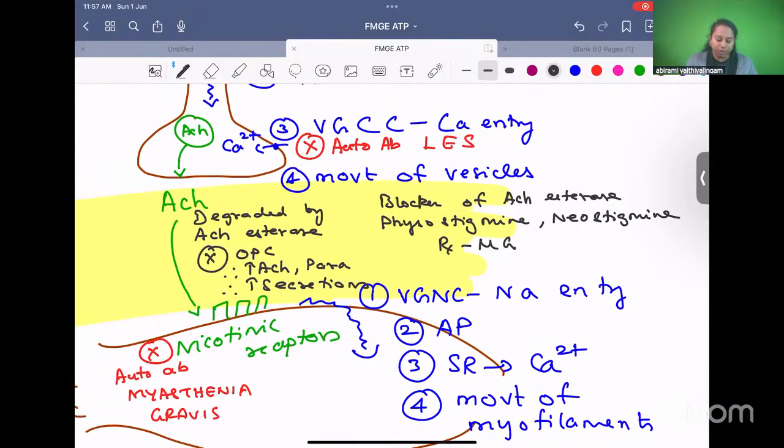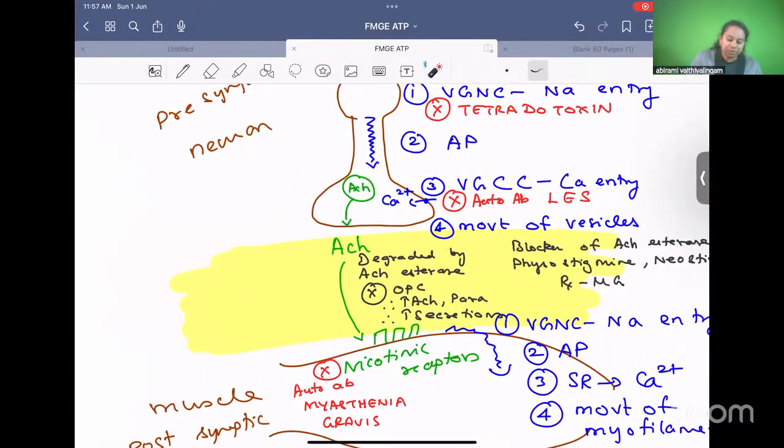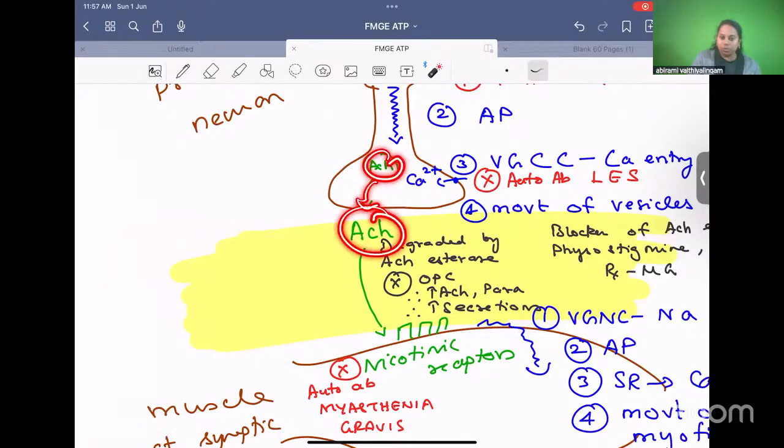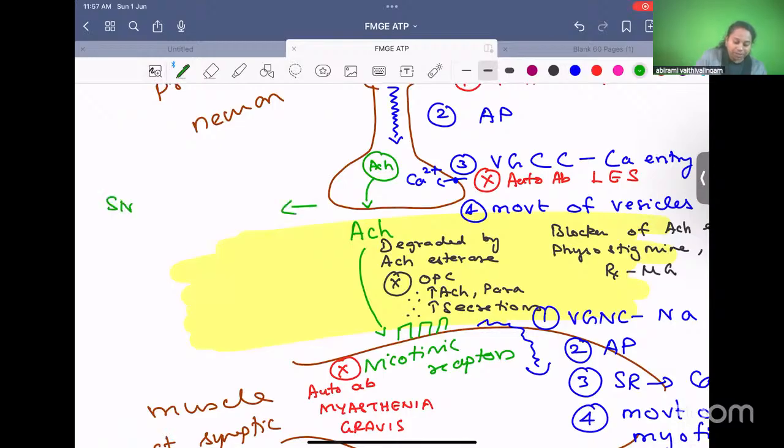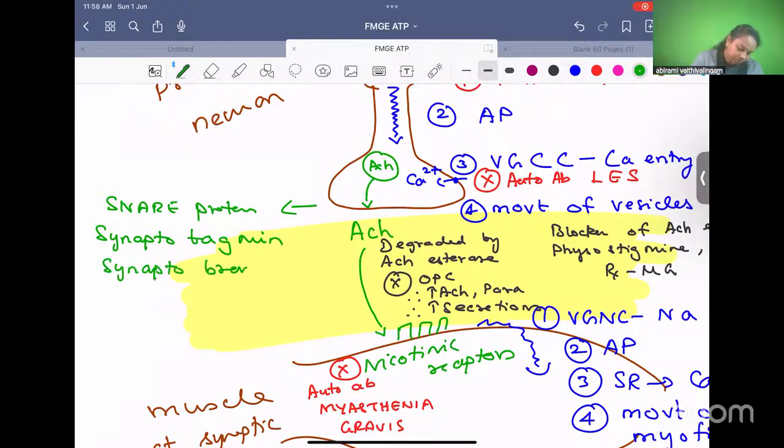Now over to botulinum toxin. For these vesicles to release acetylcholine, we need SNARE proteins. So this step is helped by SNARE proteins. What are the SNARE proteins? Synaptotagmin, synaptobrevin, syntaxin, and SNAP25. These are all SNARE proteins. What is their function? They help to release acetylcholine.